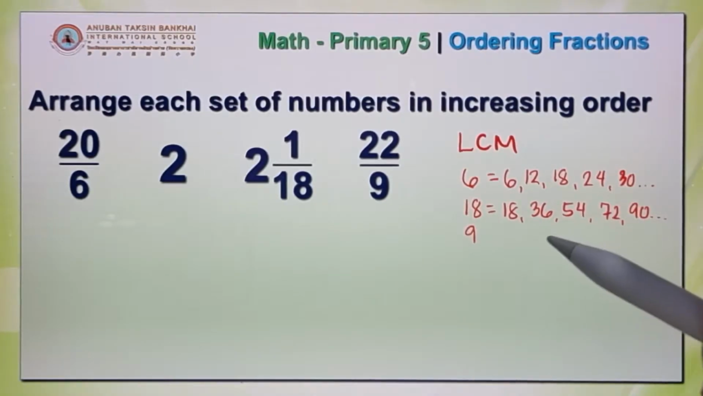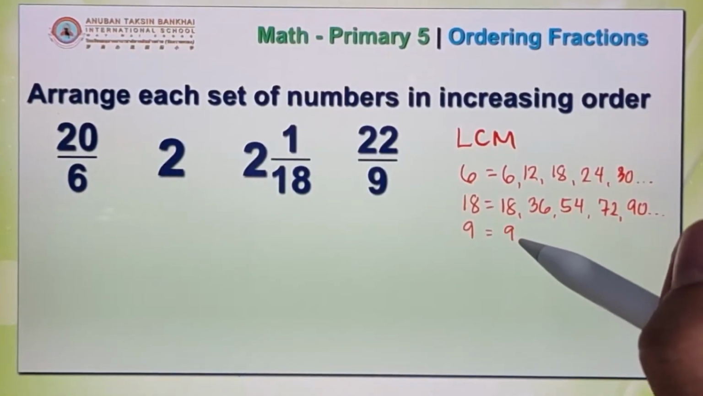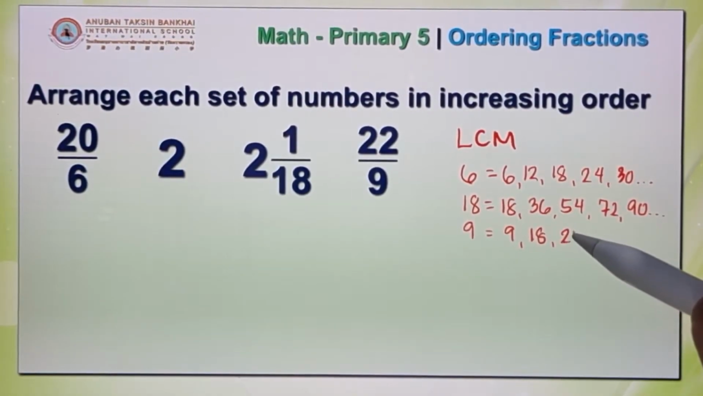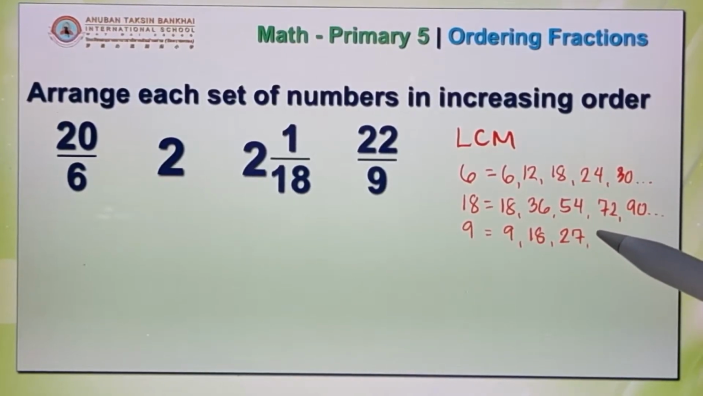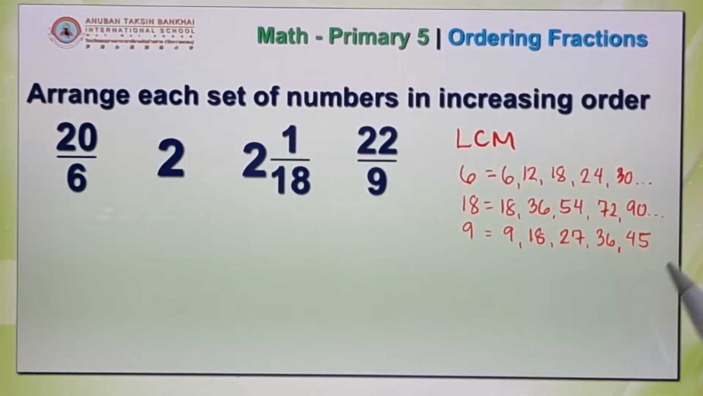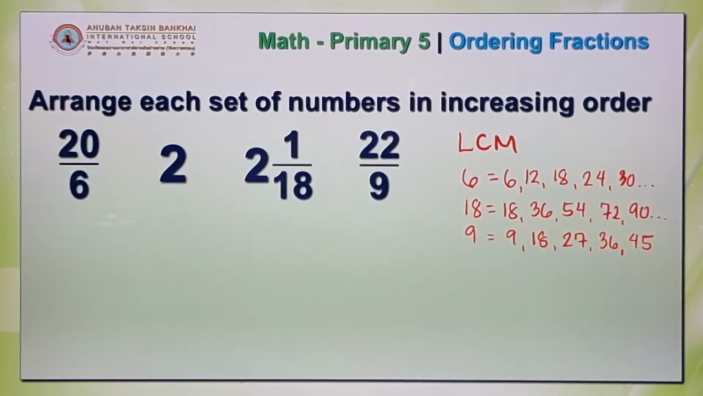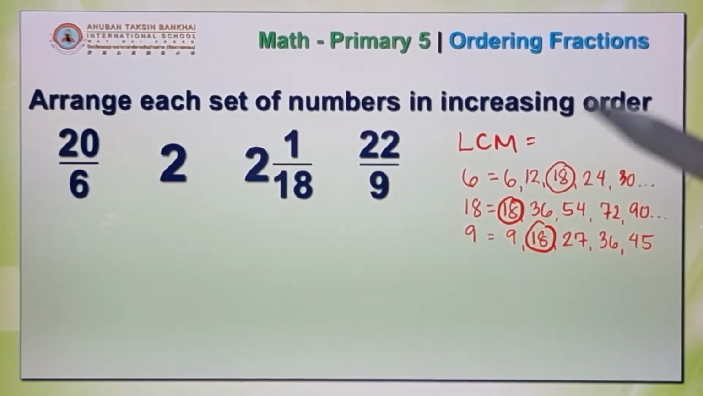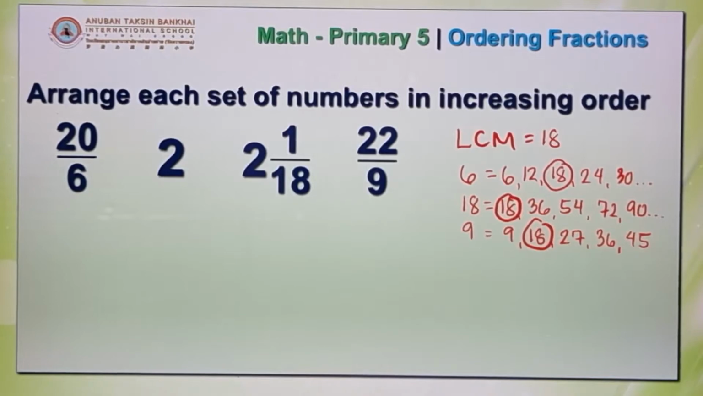And then let's have 9. So we have 9, 18, 27, 36, and 45. So you could see here that we now have our LCM, the least common multiple of these 3 numbers. We have this one, 18. So the LCM of these numbers is 18.